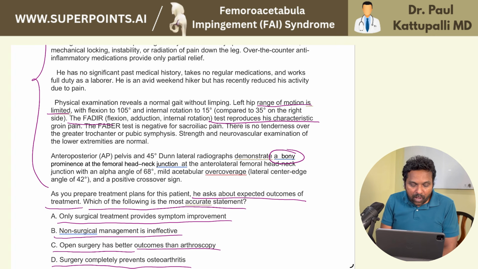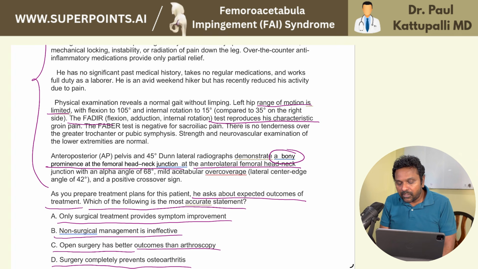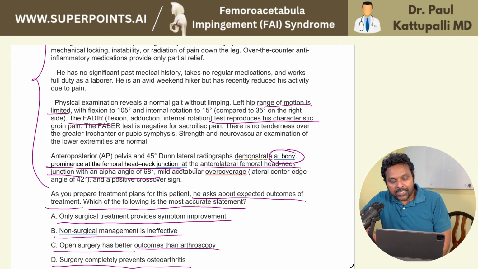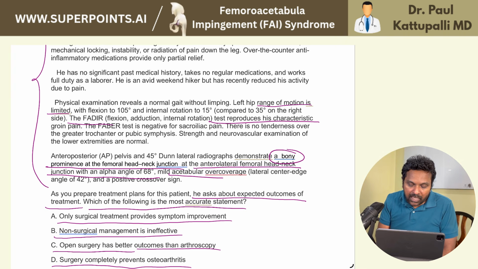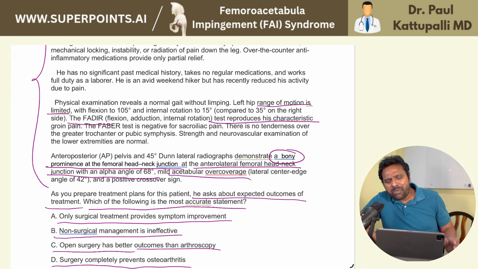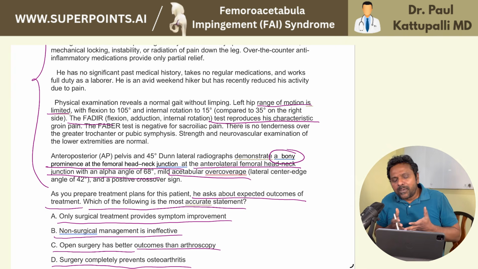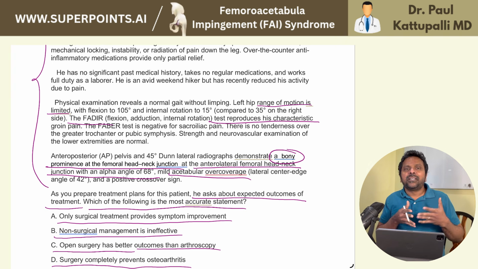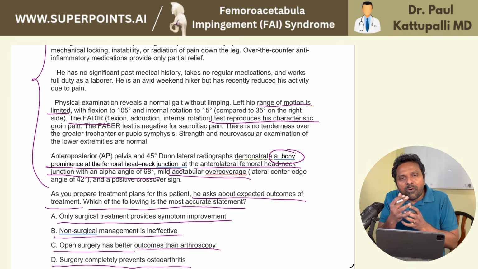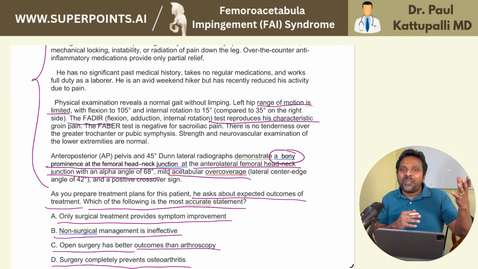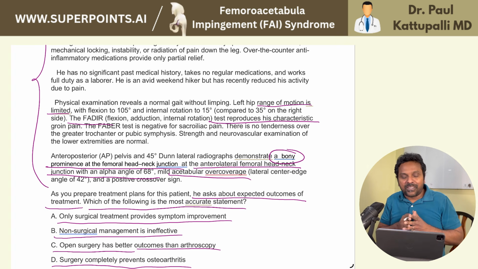And then more things are happening here. A bony prominence at the anterolateral femoral head neck junction with an alpha angle of 68. So, alpha angle is more than 55. You are looking at cam type FAI, and there is mild acetabular overcoverage. When you say mild acetabular overcoverage, don't think it is pincer type. Most commonly we see mixed types. There will be a little bit of acetabular overcoverage, and a higher alpha angle, that kind of stuff.